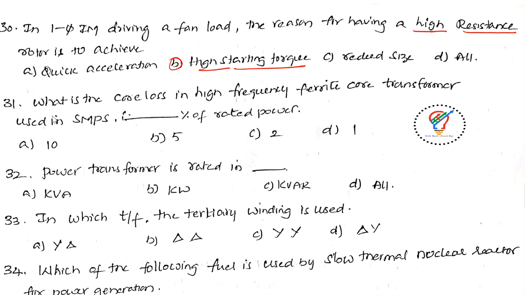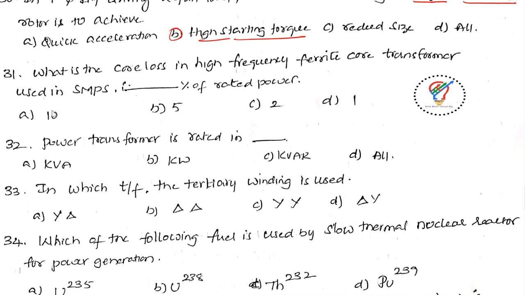Next one. What is the core loss in a high frequency ferrite core transformer used in a switched mode power supply? It is dash percent of its rated power. So in case of a high frequency ferrite core transformer used in SMPS applications, the loss is around 1% of its rated power. Suppose it is 100 watts capacity, then there will be 1 watt as loss.